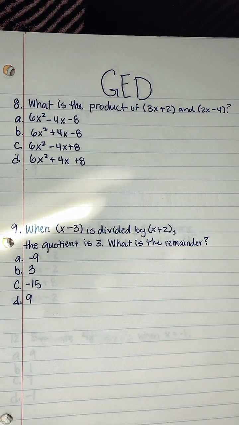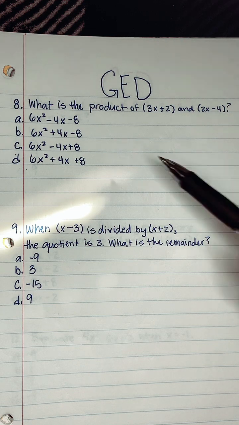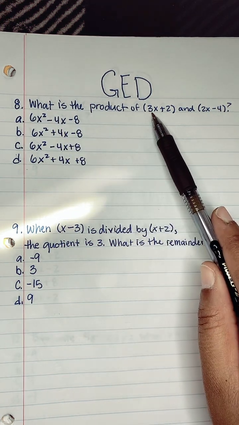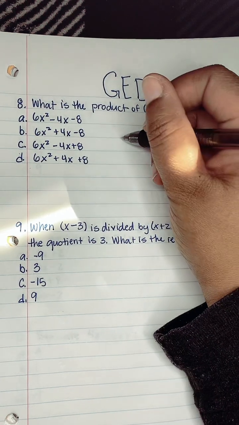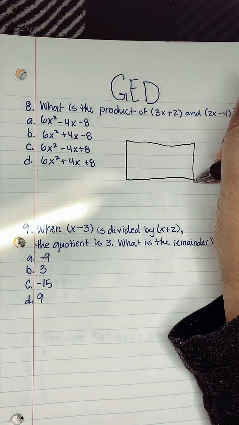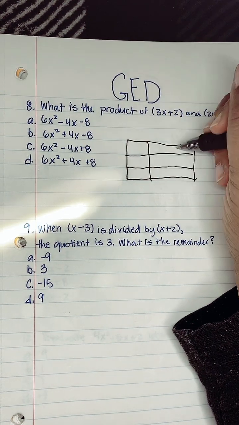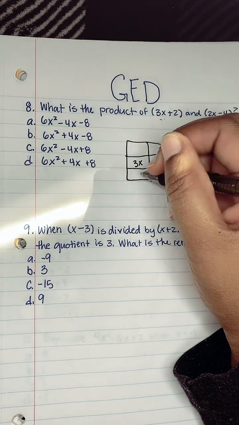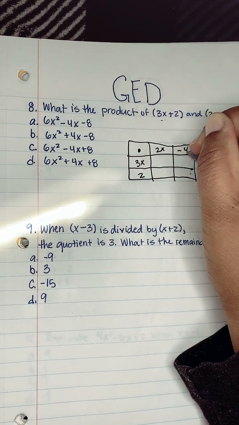So before, in our last lesson, we learned how to find the product, which means we learned how to multiply binomials. It says, what is the product of 3x plus 2 and 2x minus 4? I absolutely love the box method, so I'm going to show you the box method for those who are new. We take our first binomial and put 3x and a 2 here, and then we take our top binomial and write that over here.